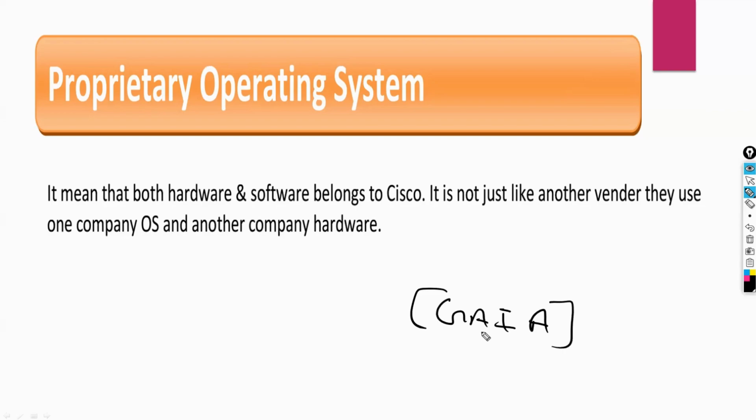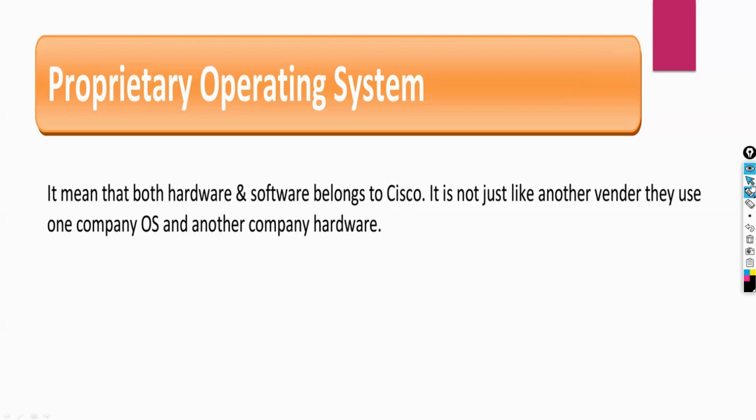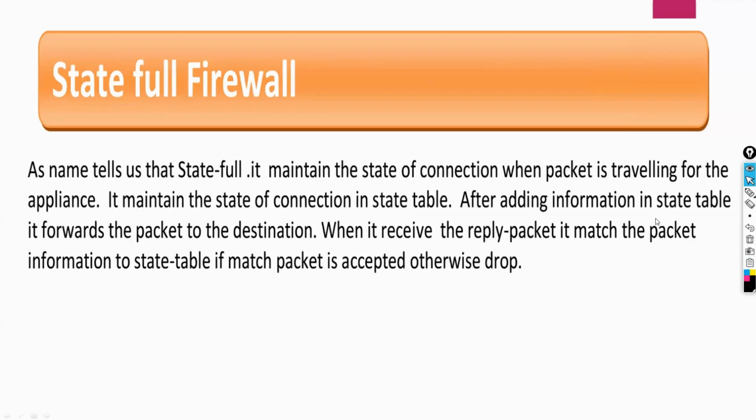But Cisco is what? Software and hardware both belong to Cisco. It's not like another vendor that uses another company's operating system and another company's hardware. So if you face any problem related to software, you can talk to Cisco. If you face any problem in hardware, you can talk to Cisco. This is the first feature: software and hardware both belong to Cisco.